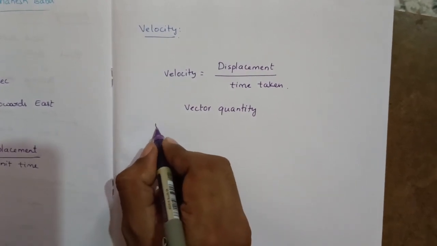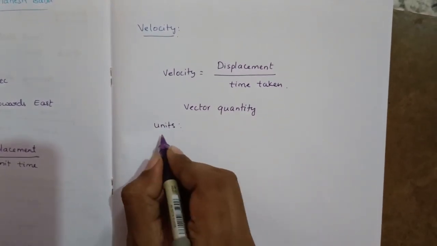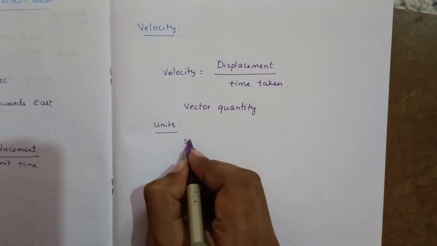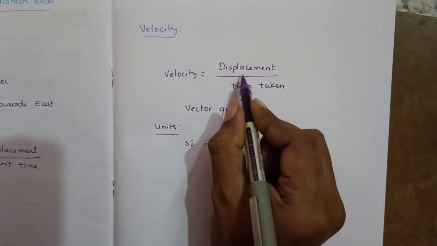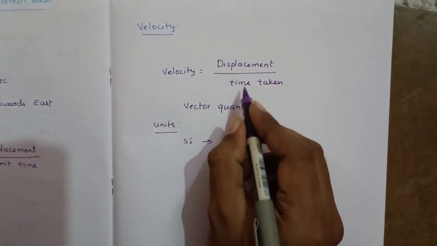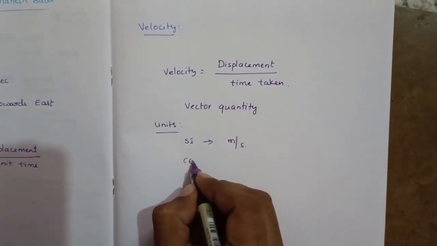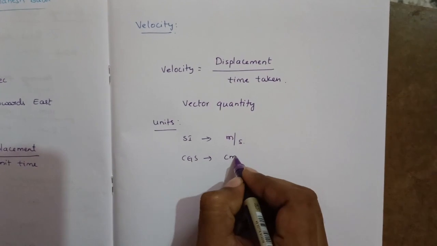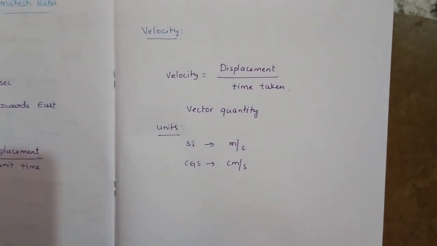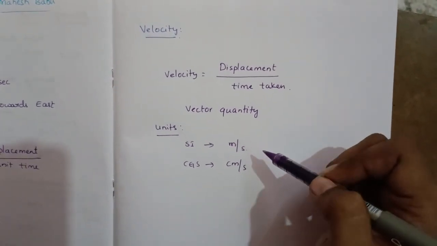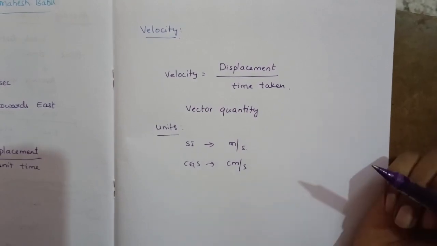Now, units. SI units: displacement in meter, time in second, so meter per second. CGS units: centimeter per second.